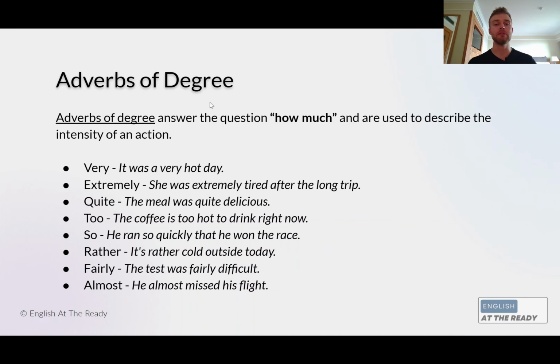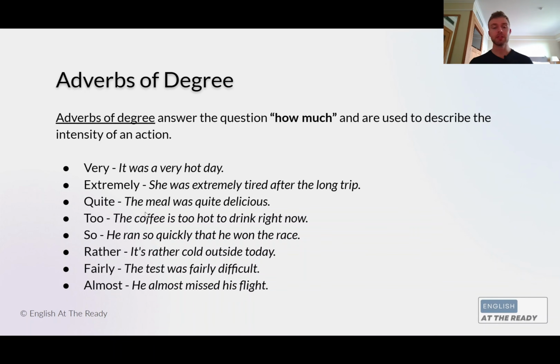The adverb of degree. Now, the adverb of degree answers the question, how much? And they're used to describe the intensity of an action. For example, very. It was a very hot day. So when you add that word very, you're increasing the strength of the heat, right? It's not just a hot day, it's a very hot day.